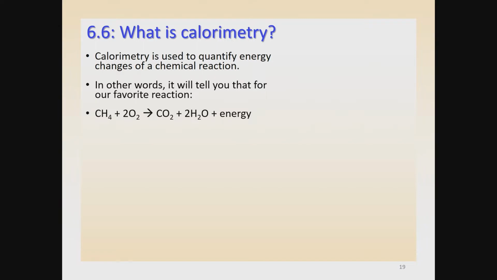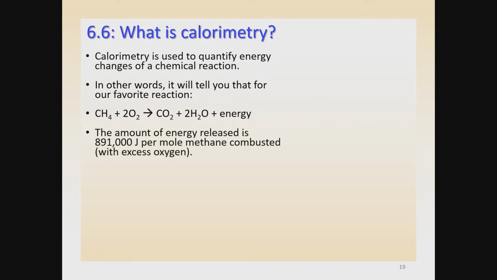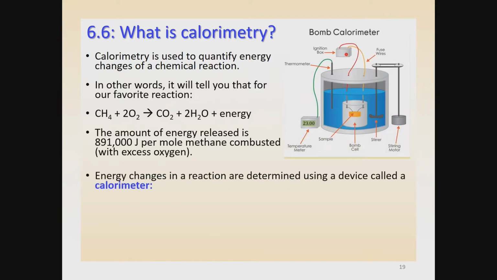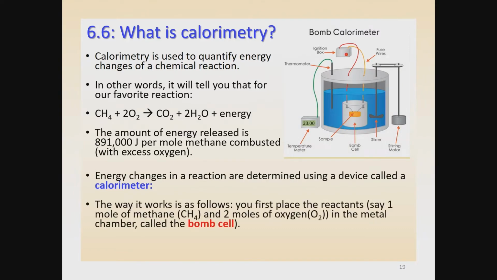So you may be interested in the amount of joules of energy that will be released in this chemical reaction, say per every mole of methane burned. And what you can actually do, through a technique called calorimetry, is figure out that that number is 891,000 joules released per 1 mole of methane that is burned. And the way you determine that is through something called a calorimeter. So let me explain how that works.